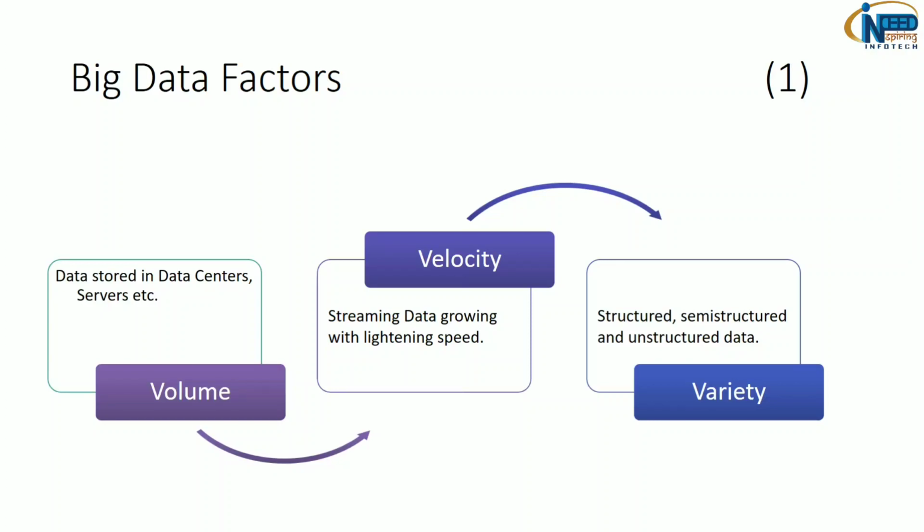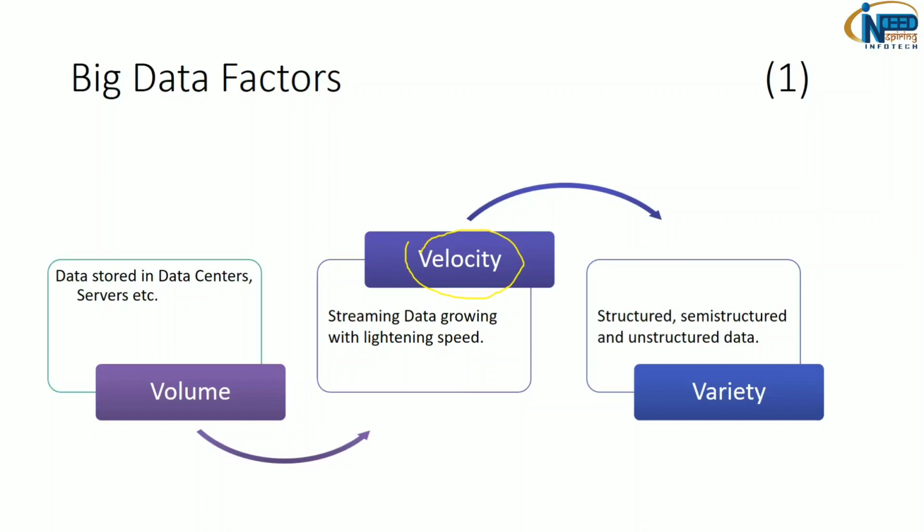Second is velocity. This is the data which is being produced at this particular point of time. Let's say some data is being produced at this particular time, that will be called streaming data. For example, you go to an ATM and make a transaction, so data is generated. You click some pictures, data is generated.